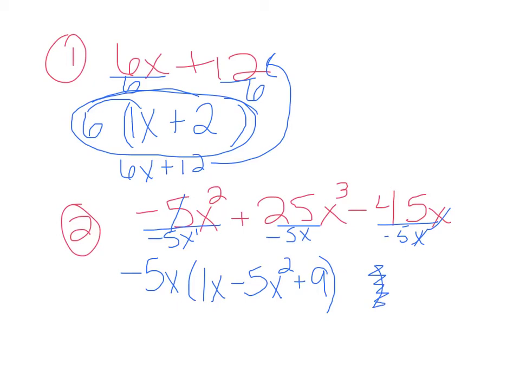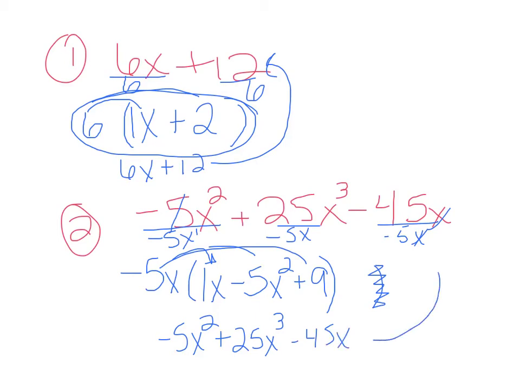Now checking your work, you can go ahead and distribute and make sure you end up with the same answer as the beginning question. So negative 5x times x is negative 5x squared. Negative 5x times a negative 5x squared is a positive 25x to the third. And negative 5x times 9 is negative 45x. And that is the original problem. All right, let's look at another one.